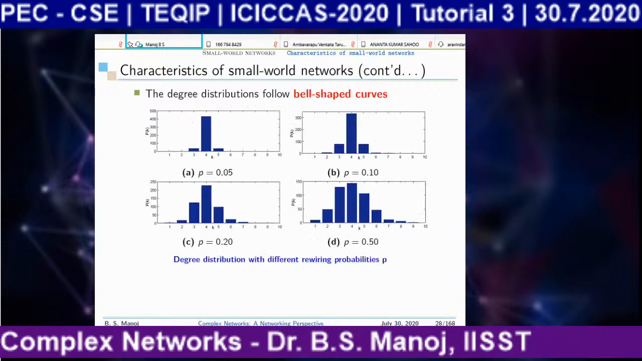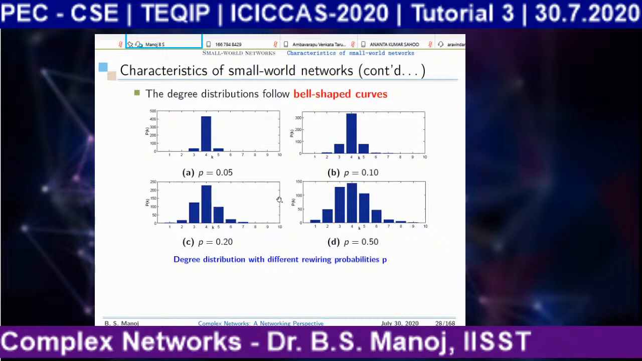Now, the degree distribution of a small world network. This is some of the experiments that we have conducted. With p from 0.05 to 0.5, we were looking at how the degree distribution changes. We can see that it was a regular network. A regular network has a degree distribution only at a single value, that is degree 4, where all the nodes have degree 4.